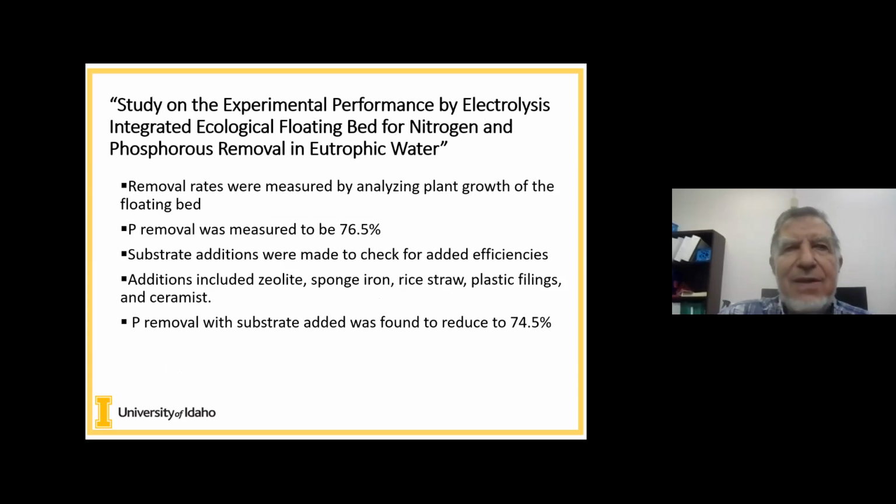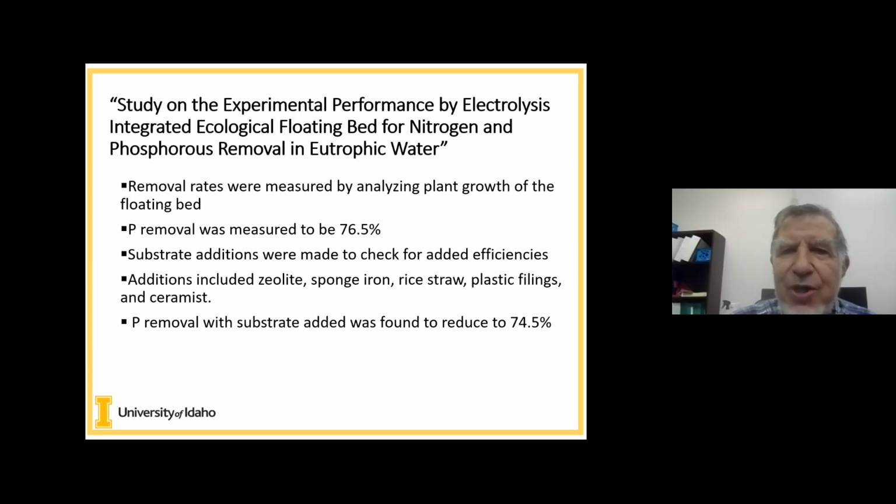Our next RPA is entitled Study on the Experimental Performance by Electrolysis Integrated Ecological Floating Bed for Nitrogen and Phosphorus Removal in Eutrophic Waters. Removal rates in this study were measured by analyzing plant growth of the floating bed. I'm not sure exactly how they did that, other than they found that they were doing this by individual plants. P removal was measured to be up to 76.5%.